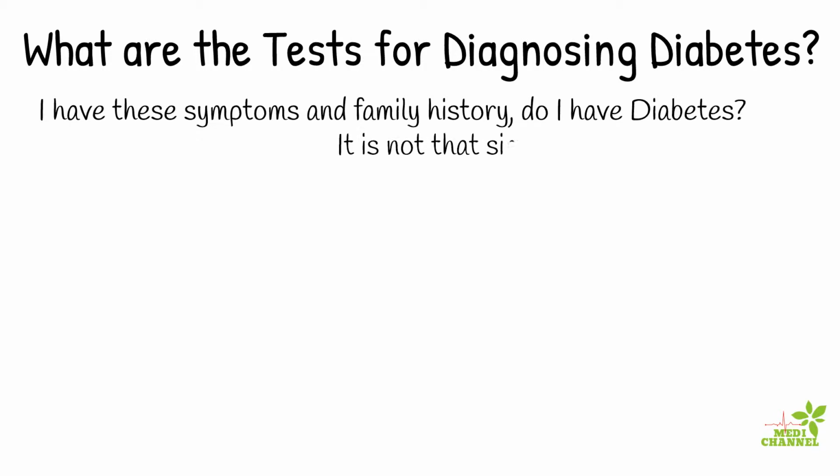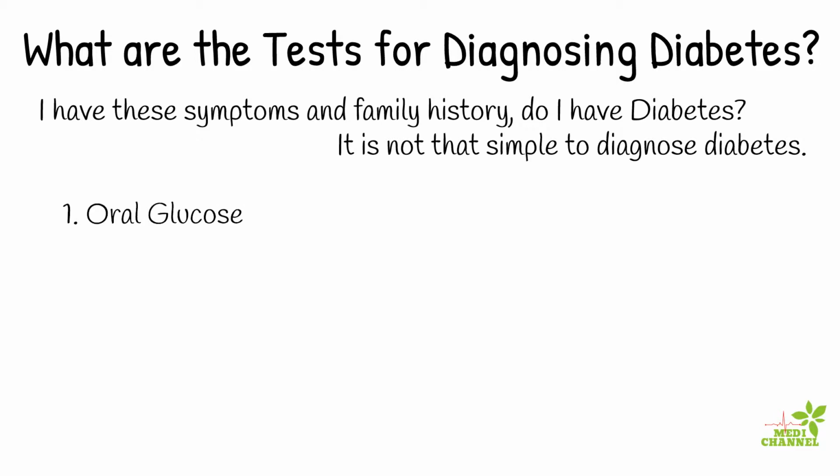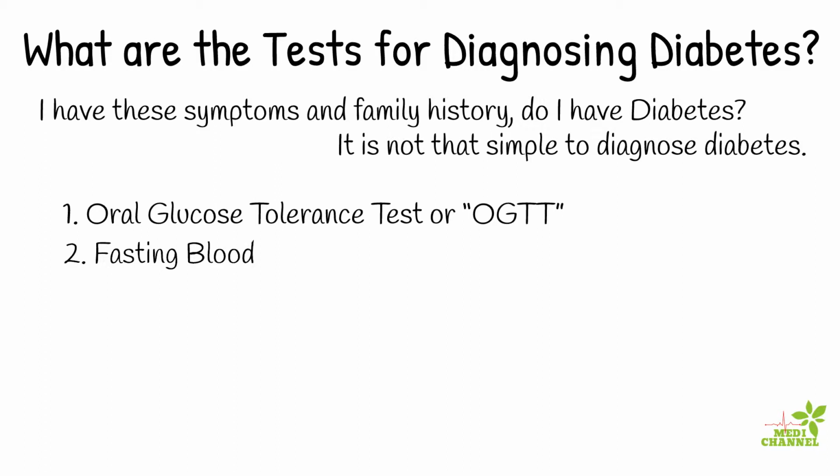First, the oral glucose tolerance test or OGTT. This is a gold standard test to diagnose type 2 diabetes mellitus and gestational diabetes mellitus. Second, fasting blood sugar level check. This test should be performed after 10 to 12 hours of fasting. The normal range should be less than 100 mg per deciliter, or 5.6 mmol per liter.